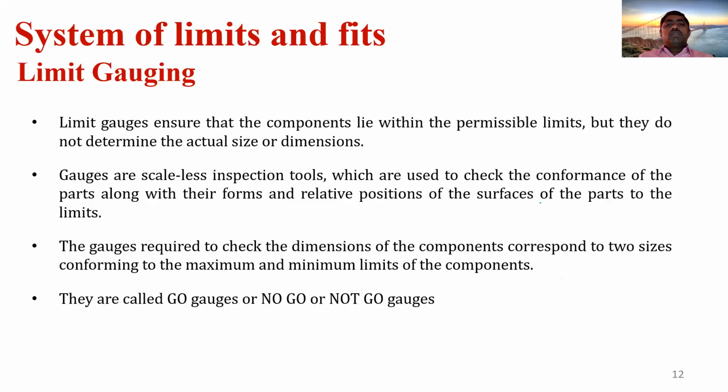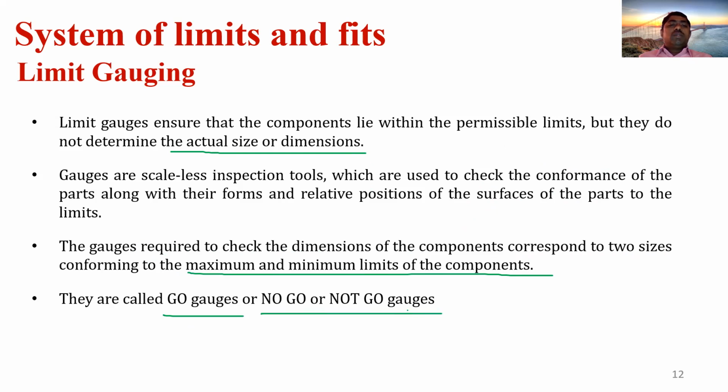So limit gauges ensure that the components lie within the permissible limits, but they do not determine the actual size or dimensions. They only check whether the produced component lies within the limits or not. So the gauges required to check the dimensions of a component correspond to two sizes conforming to the maximum and minimum limits of the component. So they are called go gauges and not go gauges.